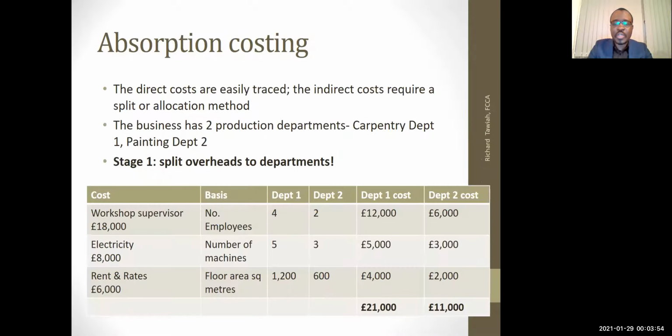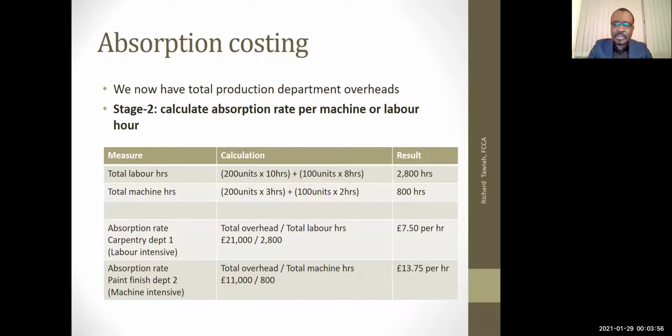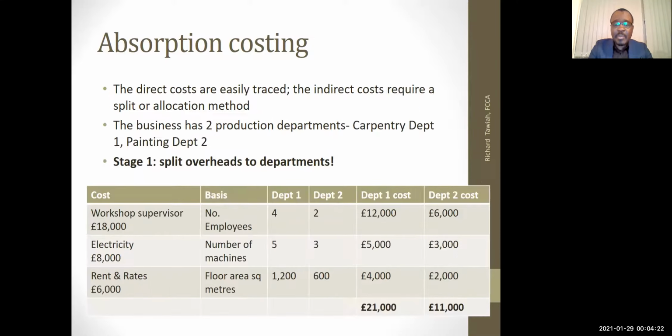We want to find the total labor hours, so multiply the units by the labor hours and sum them up. We get 2,800. Same for the machine hours. Bellycaster was 100 and Flying Z was 200 units. Multiply them by the machine hours and total them. We get 800. So in absorbing, the absorption rate for the carpentry department, which is labor intensive, we use the labor hours. Remember, how much did we have for department one?